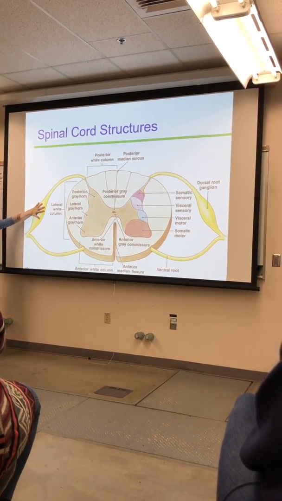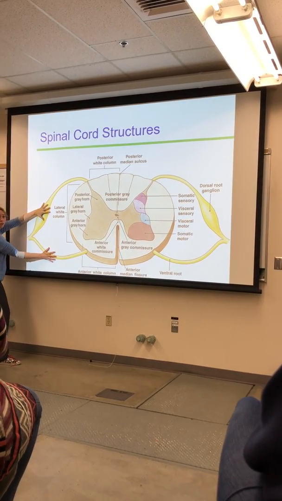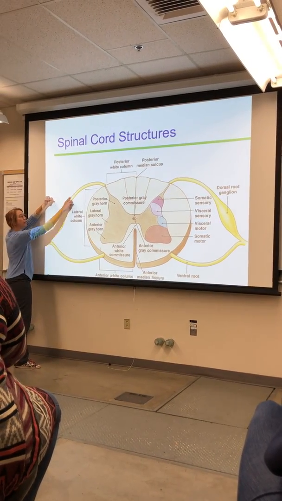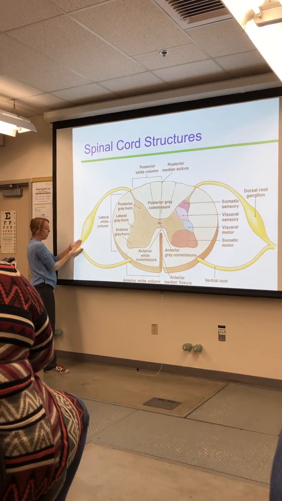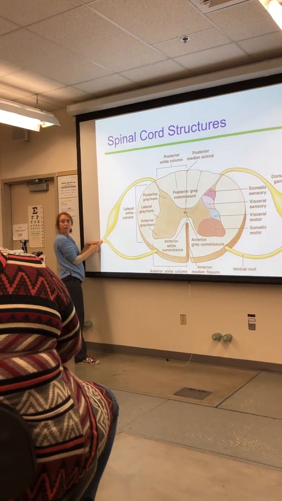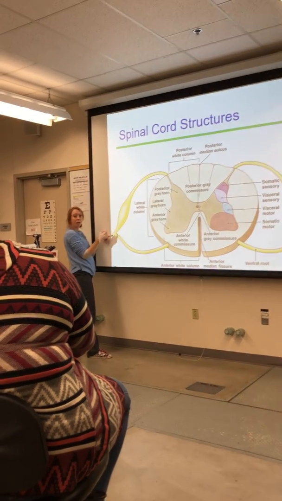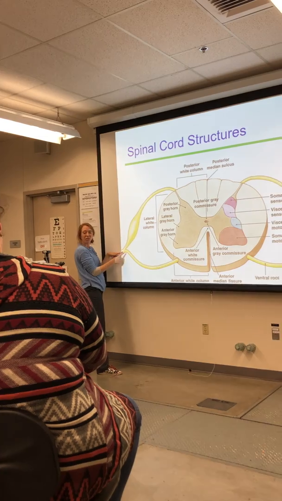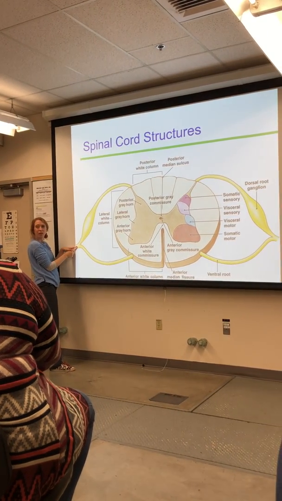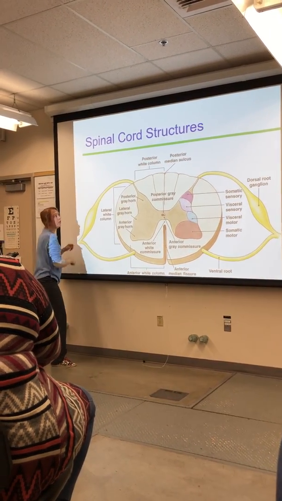Here's your dorsal root ganglion. Here's your ventral root. So we have what kind of information coming this way? Sensory. Sensory and motor. They come together and make a spinal nerve. Mixed nerve. Okay, and that carries both sensory information and motor information. So we can call it mixed. Spinal nerves have both.